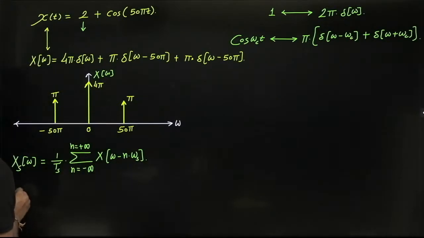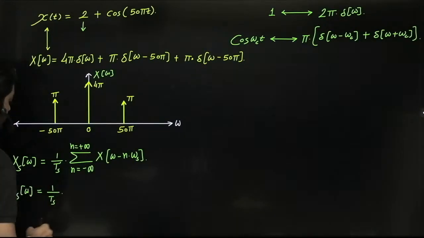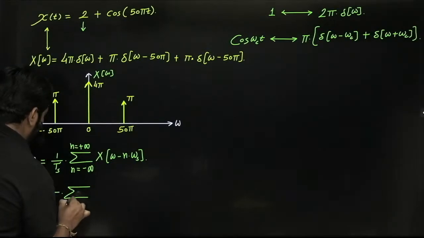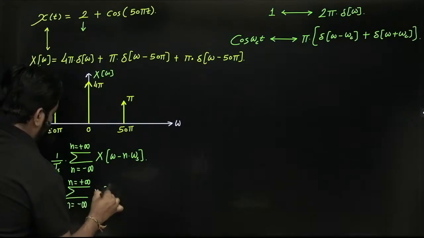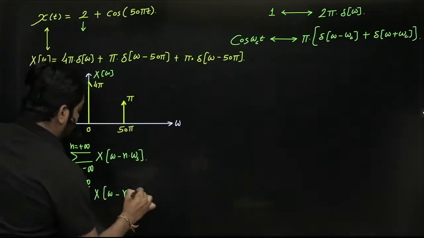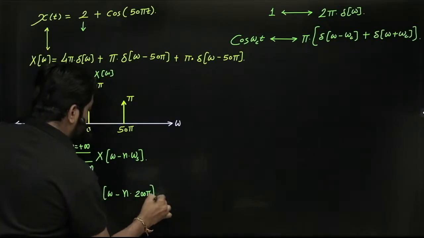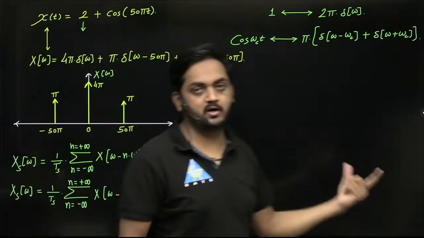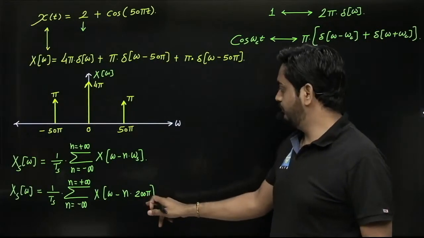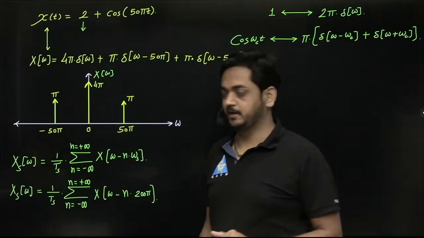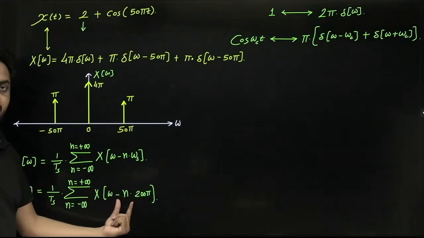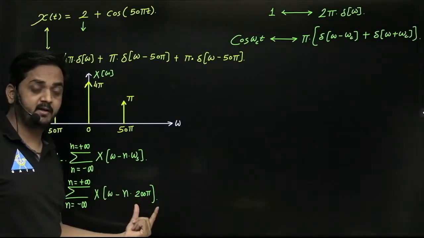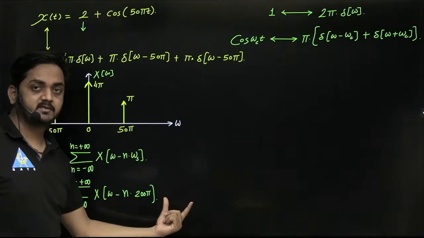Here, you have to shift to the right side by 200 pi and to the left side by 200 pi. So X of omega minus n times 200 pi, guys. You have to shift X of omega right by integer multiples of 200 pi, and left by integer multiples of 200 pi. So here it will be X of omega, then X of omega minus 200 pi, X of omega minus 400 pi, X of omega minus 600 pi. Similarly on the left side also.